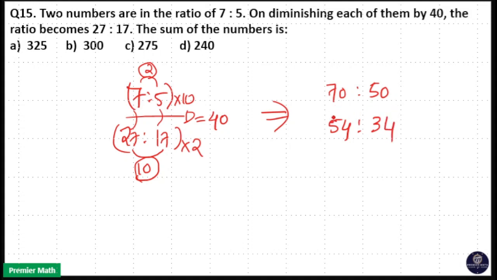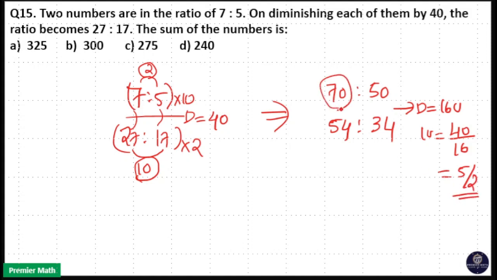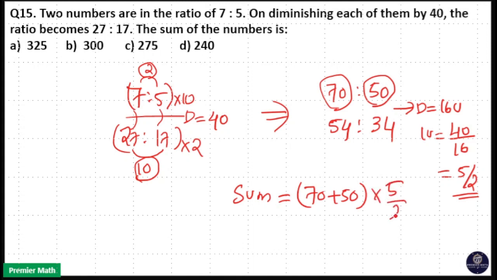So, when you take the difference 70 minus 54 and 50 minus 34, both are 16 units. So, 1 unit will be 40 by 16 is equal to 5 by 2. Here, this is 70 units and this is 50 units. So, the sum will be 70 plus 50 into 5 by 2, because this is 70 units, this is 50 units.